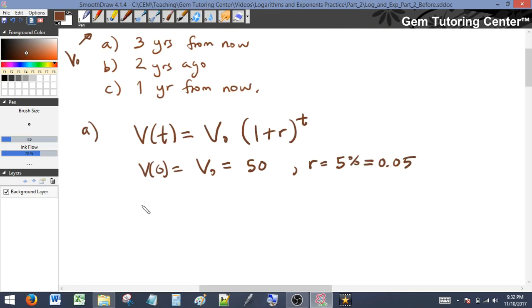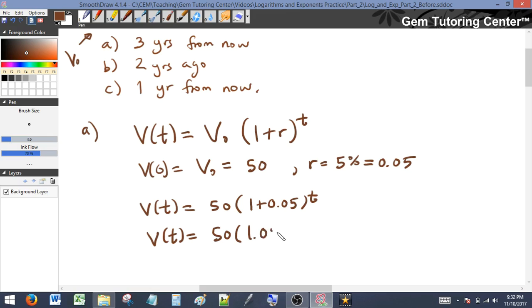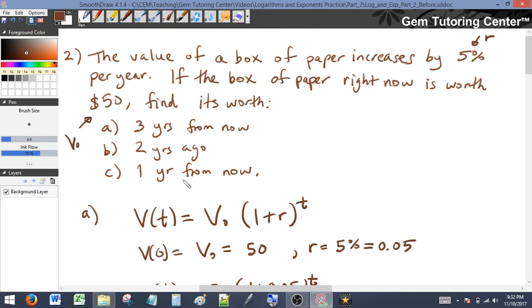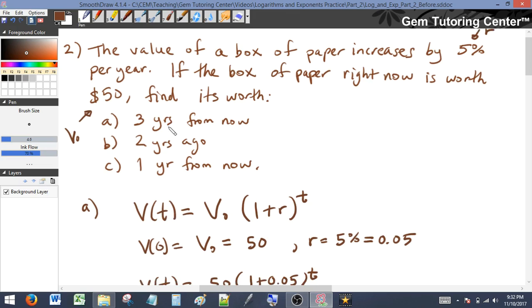So we can put that into our equation. V of t is equal to 50 times 1 plus 0.05 to the t. We can also simplify that and say v of t equals 50 times 1.05 to the t. Now they're asking us, find its worth 3 years from now. So v of t represents the box of paper's worth. So 3 years from now, this is for t equals 3, this is for t equals negative 2, and this is t equals 1. We'll talk about the negative 2 in a bit, but right now I'm just writing down the values of t for each of these sections.